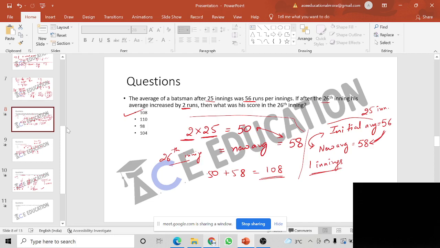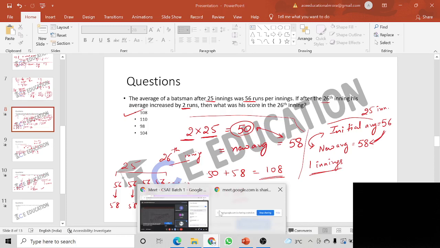He's saying the average of 25 innings was 56. So I'm saying initially he scored 56 runs in all the 25 innings. Now he needs to increase all of this to 58 so that the average comes up to 58. Right? So he needs to put in 2 runs for all the 25 innings. So he has to score 50 runs just to increase the previous average. Is this point clear? I mean, till now.